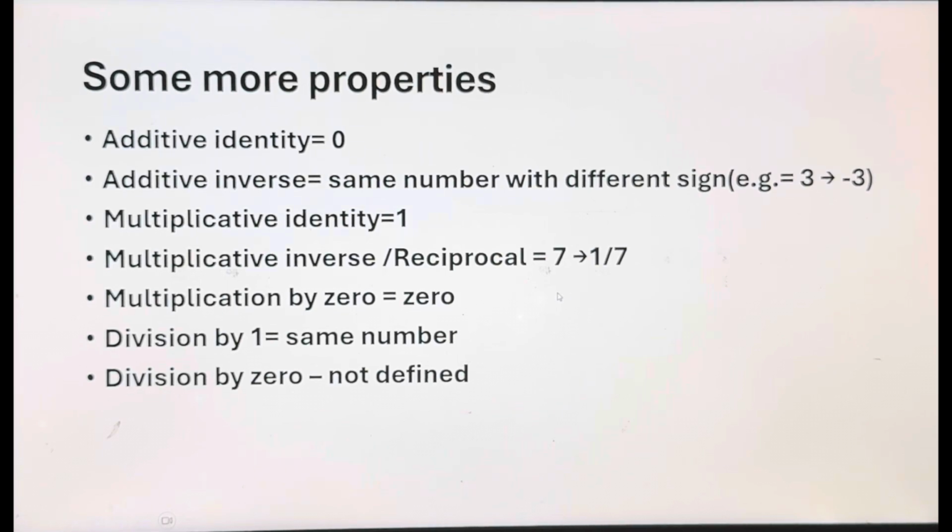Multiplication by 0: you multiply any number by 0, the answer is 0. Division by 1: you divide any number by 1, the answer will be the same number. And last but not the least, very important, division by 0. As we saw earlier also, division by 0 is not possible, it is not defined. So these are some important properties which you need to remember. And now one by one we'll take some examples of the application of these properties and the different types of sums which are important for this chapter.